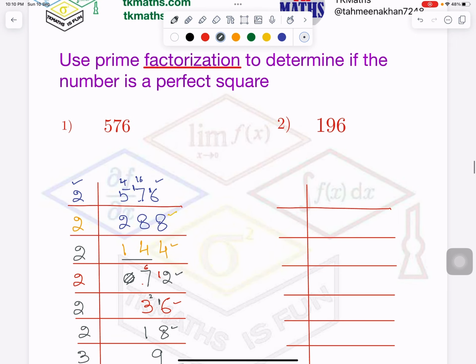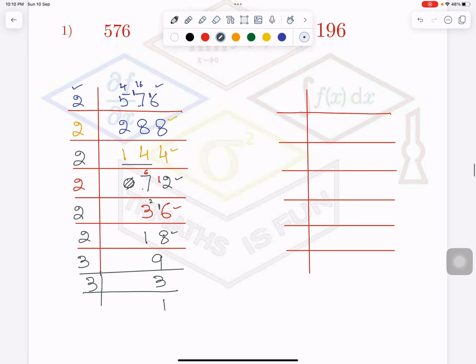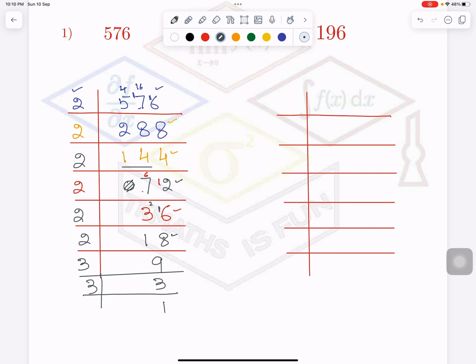Now we have to check, is this a perfect square or not? So there should be pairs of numbers. So let me make pairs of this. So this will make one pair. This will make another pair. This will make another pair. This will make another pair. So I have pairs here.